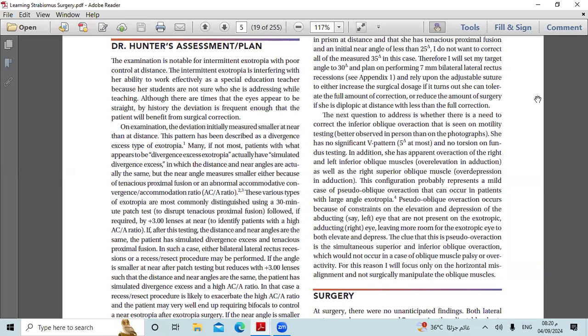Pseudo-oblique overaction occurs because of constraints on the elevation and depression of the abducting, say, left eye, that are not present on the exotropic adducting right eye, leaving more room for the exotropic eye to both elevate and depress. The clue that this is pseudo overaction is this simultaneous superior and inferior oblique overaction, which would not occur in a case of oblique muscle palsy or overactivity. For this reason, I will focus only on the horizontal misalignment and not surgically manipulate the oblique muscles.